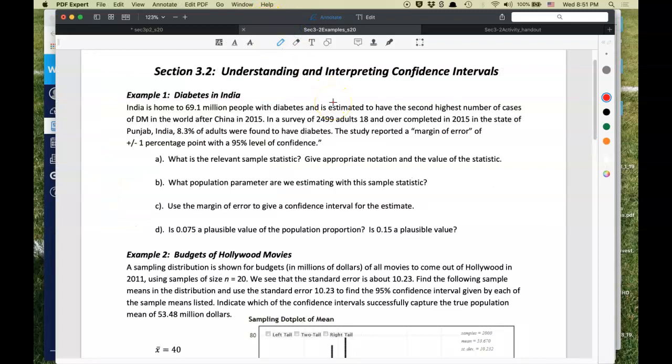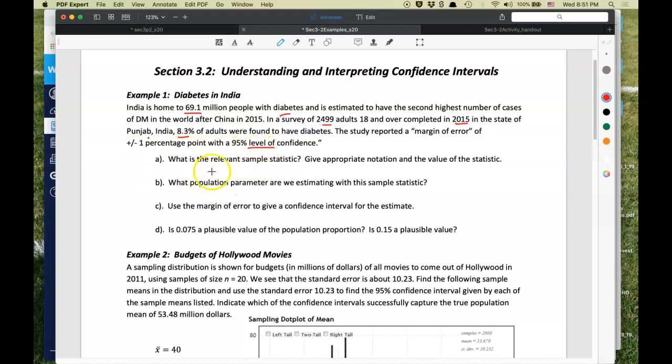All right, so just an example first to kind of orient our thinking. So India is home to 69.1 million people with diabetes and is estimated to have the second highest number of cases of diabetes mellitus in the world after China in 2015. In a survey of 2,499 adults 18 and over completed in 2015 in the state of Punjab, 8.3% of adults were found to have diabetes. So the study reported a margin of error of plus or minus 1 percentage point with a 95% level of confidence. So that's what we have so far.